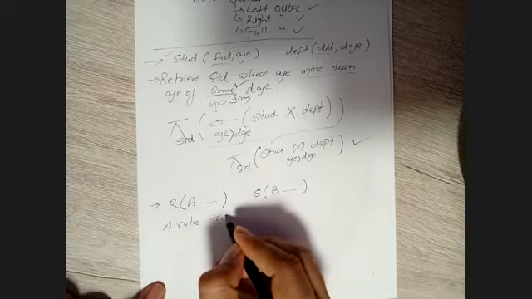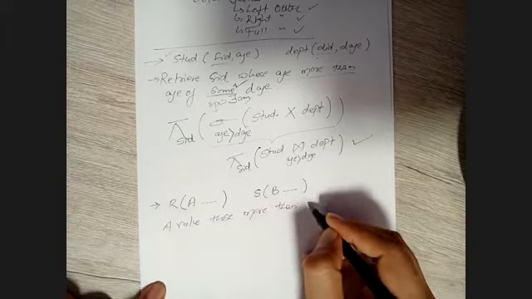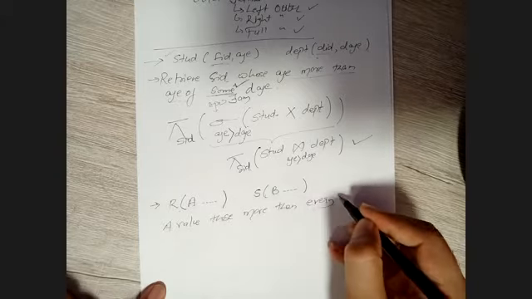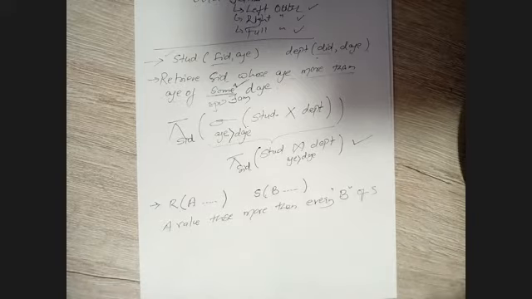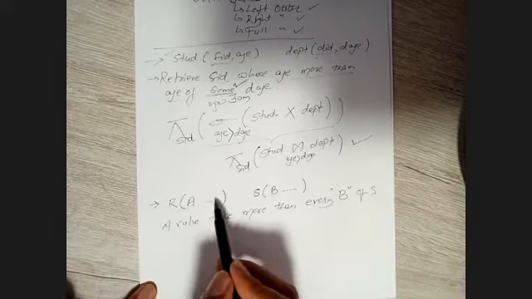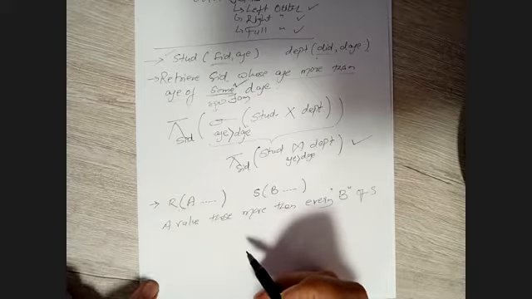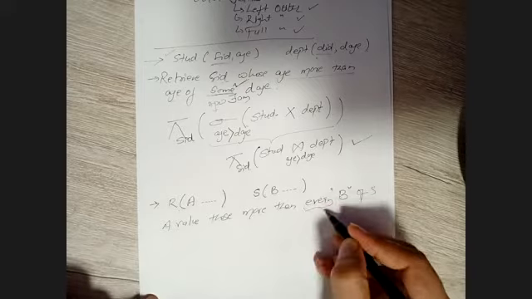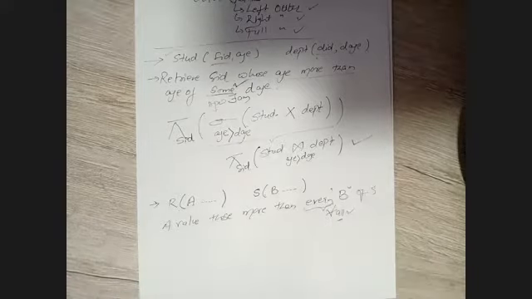Those A values are more than every B value of S. Understand here: every A value of R should be more than every B value of S. So remember, every means for all, in the mathematical representation that we know.